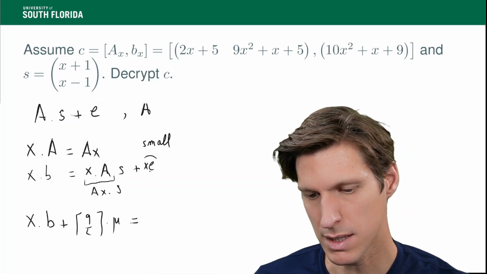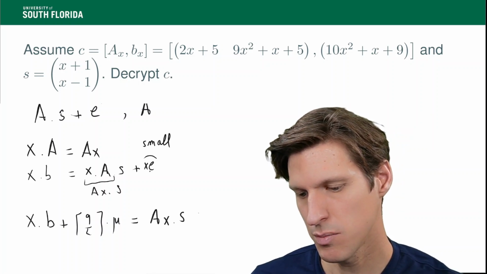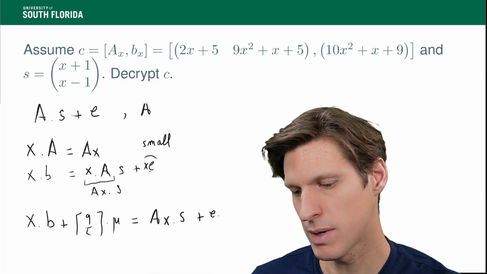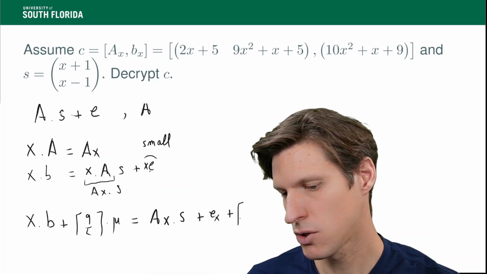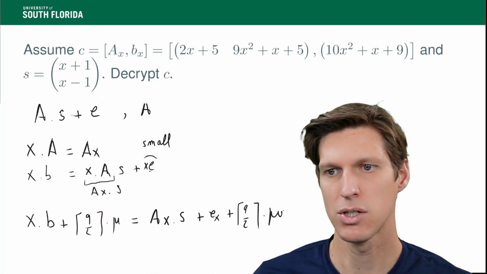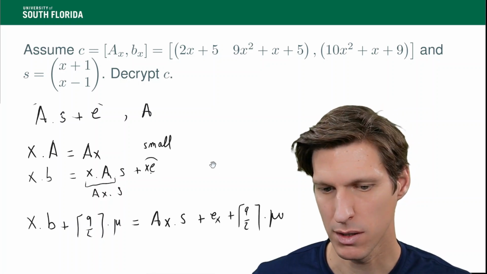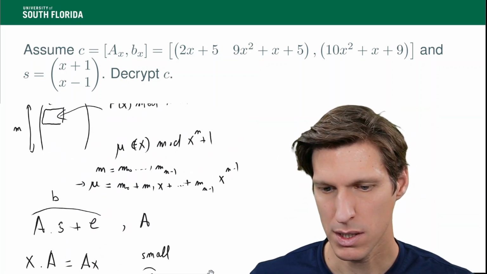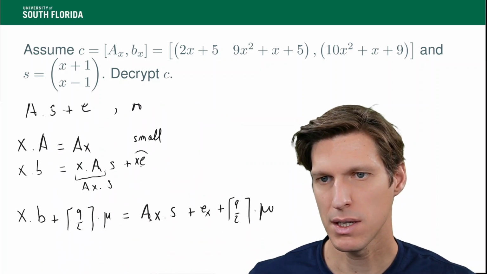Once you've expanded, you have AX times S plus, let's call that E sub X, the error, plus Q over 2 times the message. And that is the ciphertext of the form that I wanted. So here is the ciphertext that I want.